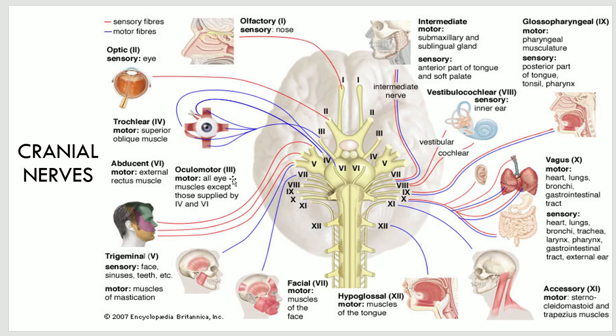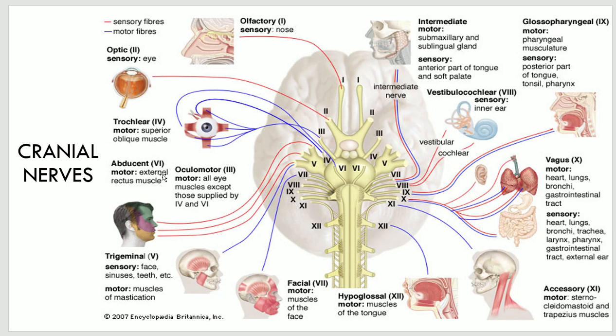Number 3, our oculomotor nerve. This one is motor to all eye muscles except those supplied by 4 and 6. That tells you that you have 2 more nerves that control the eye. So this one is oculomotor, all eye muscles except those supplied by 4 and 6, and it is motor. Number 4, our trochlear nerve. This one is motor, and this one's this little corner muscle, superior oblique muscle. And that's what that one leads to, or from. That one is motor.